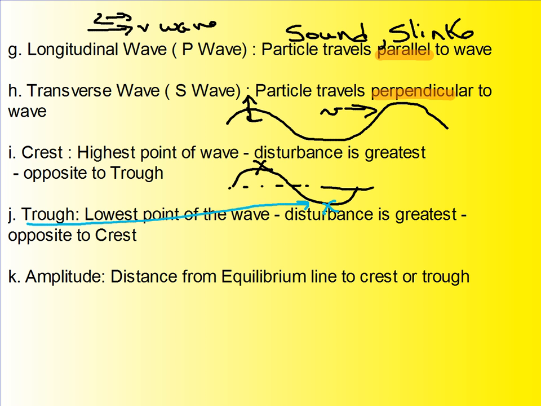While the amplitude is a distance from the equinodal line to a crest or a trough. Now the trick here, folks, is the amplitude is only half of the height. Do not give me the total height. That is not the amplitude. It only goes from the equilibrium line or equinodal line to a crest or down to a trough.